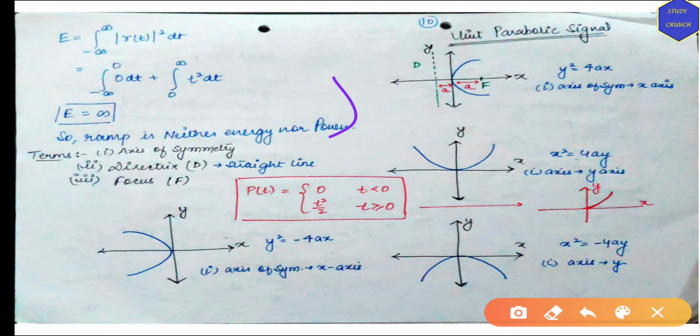Unit parabolic signal. We know that y square is equal to 4ax. It will be along the x axis as the axis of symmetry. Then x square is equal to 4ay. It will be along the y axis. x square is equal to minus 4ay. It will be along the minus y axis. And y square is equal to minus 4ax. It will be along the minus x direction. So the main parabolic function is t square by 2 at t greater than or equal to 0.